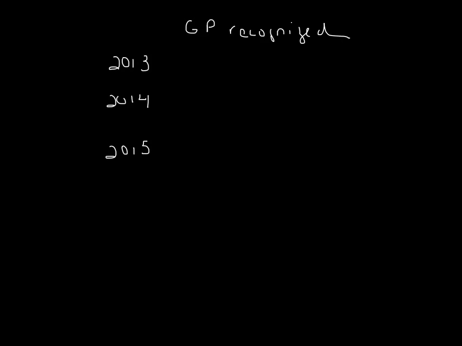Now, under the completed contract method, you cannot recognize any gross profit until you've actually completed the contract. So you wouldn't recognize any gross profit in 2013, you wouldn't recognize any gross profit in 2014, and you'd recognize all of your gross profit in 2015. And this is your total gross profit.